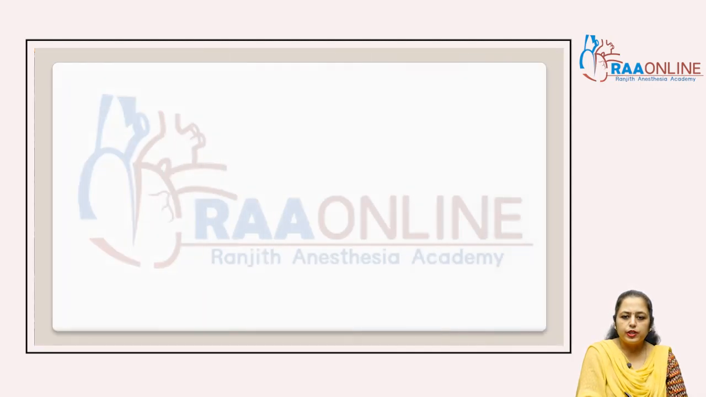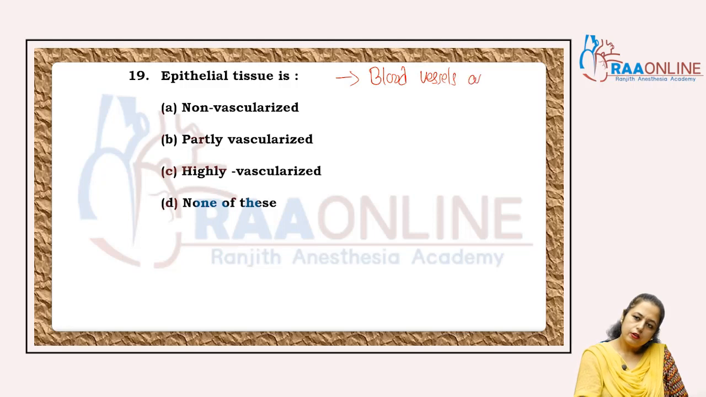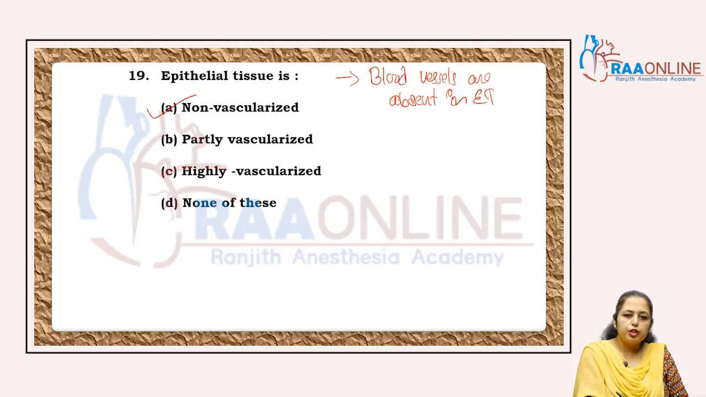Clear? Next question is, epithelial tissue has its own blood vessels absent, right? That's why the blood vessels are absent in epithelial tissue due to the absence of the intercellular spaces, right? So it is non-vascularized. Epithelial tissue is non-vascularized, but the nutrition is there, right? Nutrients come through the basement membrane. Clear? So the answer is A.